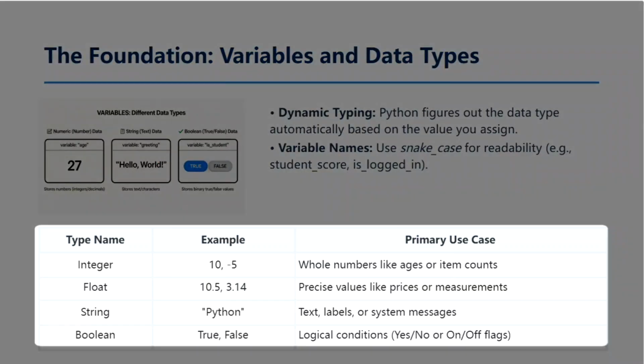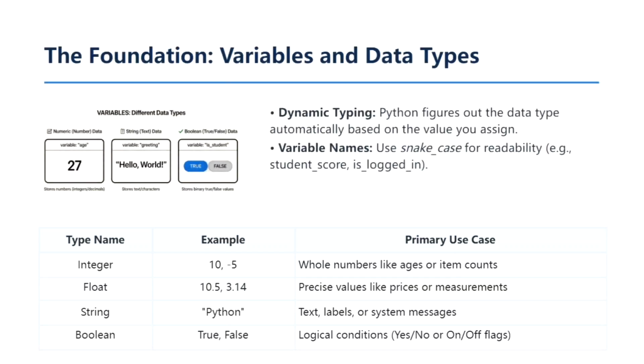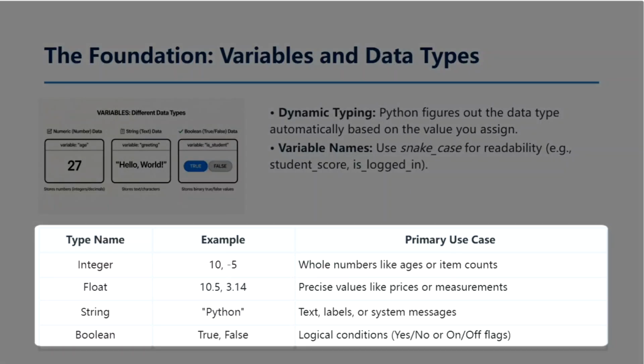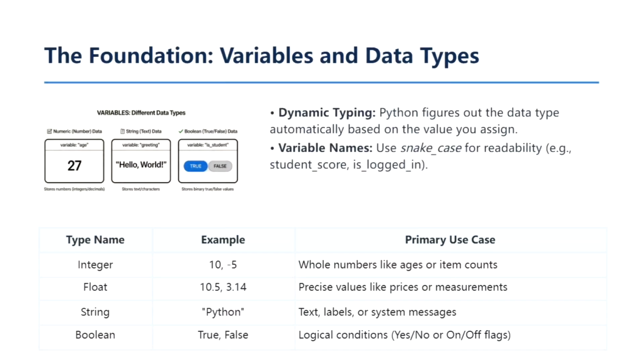Let's look at this comparison table. We have integers for whole numbers, floats for decimals, and strings for any text wrapped in quotes. Also, notice the naming convention. We use snake_case, where words are separated by underscores to keep our variable names clean and readable. Does the difference between a float and an integer make sense to everyone? It's a small detail, but it's very important when we start performing calculations in our next exercise.